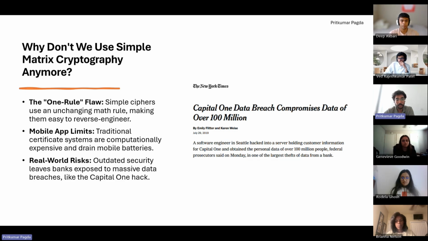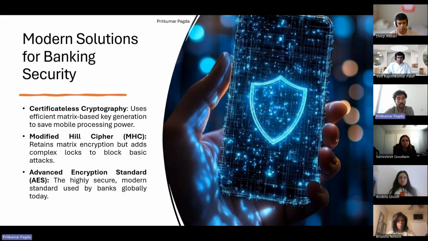So the cost of failure is the Capital One breach. In 2019, a single hacker compromised the data of over 100 million people, proving that weak security has massive real-world consequences. So the modern solutions for banking security.